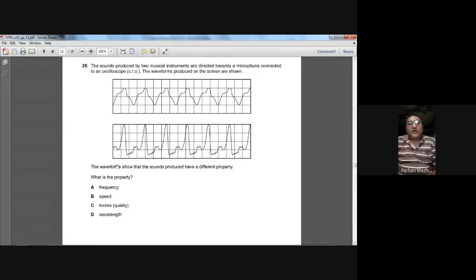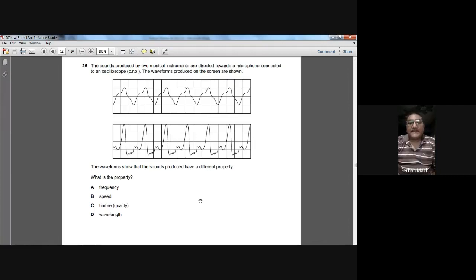On your screen, we have question number 26. The sounds produced by two musical instruments are directed towards a microphone connected to an oscilloscope. The waveforms are produced on the screen as shown. The waveforms show that the sound produced have a different property. What is the property? Their amplitude is same.